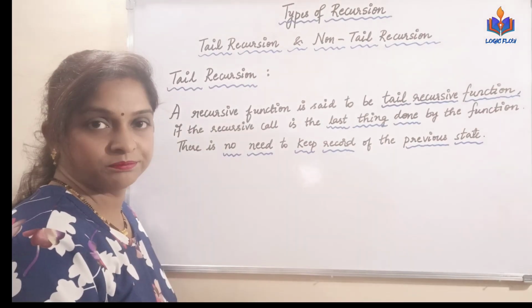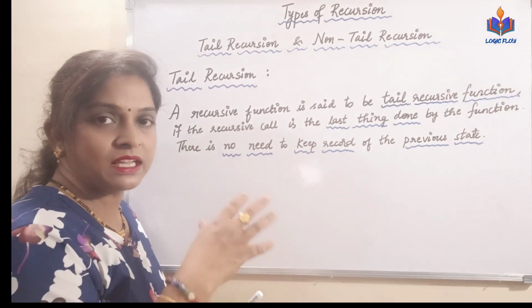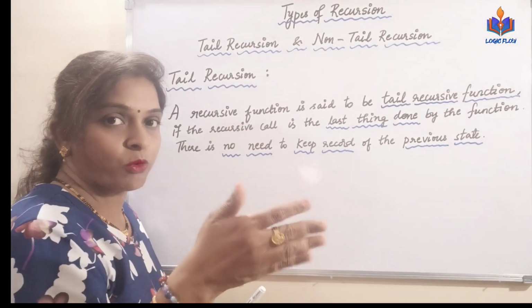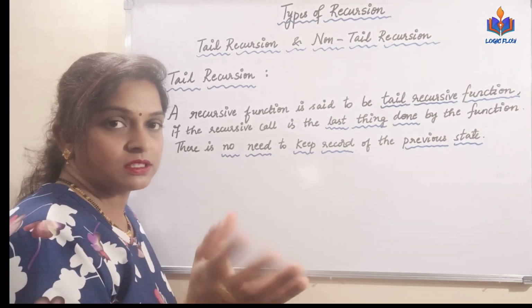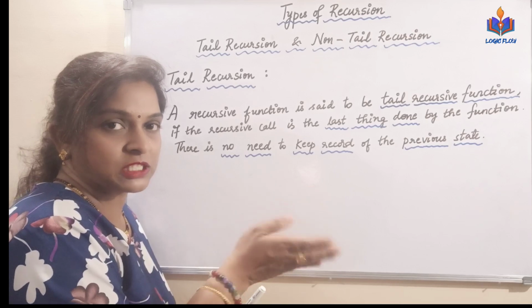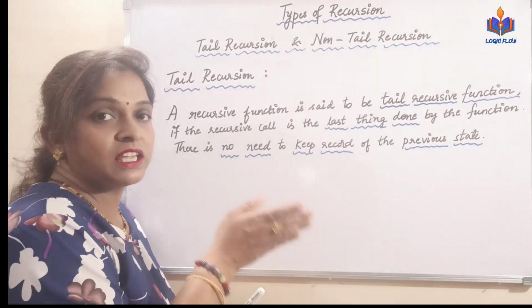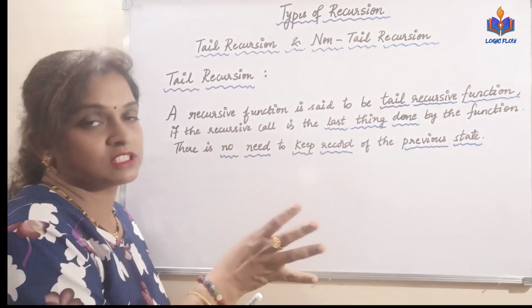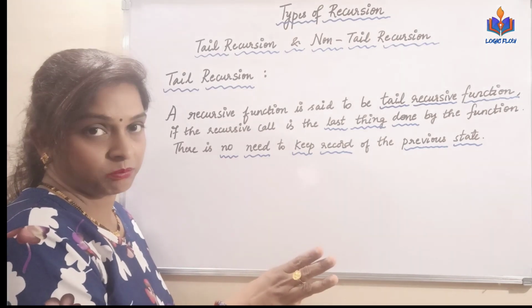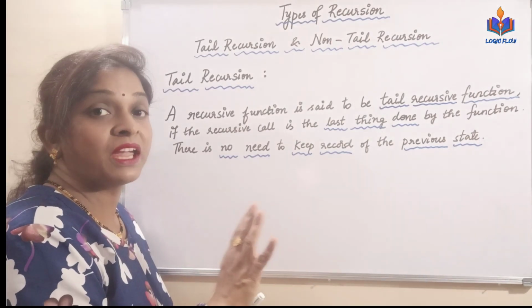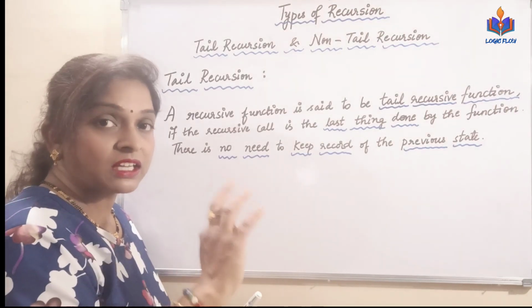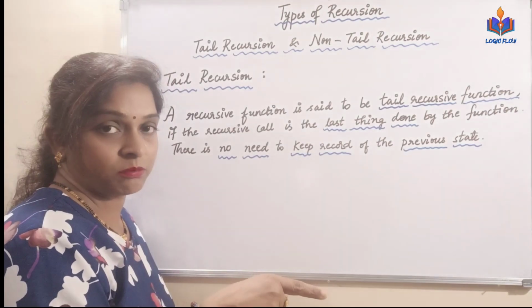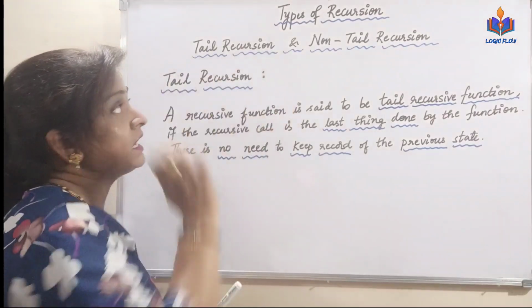Tail recursion. The name itself tells you tail. It is the last part or the last portion of the animal, right? In the same way, when I say it is the last portion with respect to a function, it is the final recursive statement or the last recursive statement. After that, there will not be any other statements. So if a function contains the recursive statement as the last statement, then it is called tail recursion.